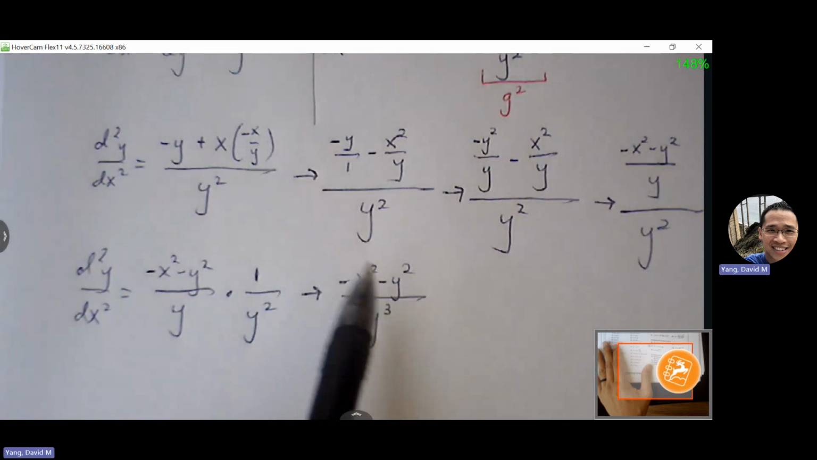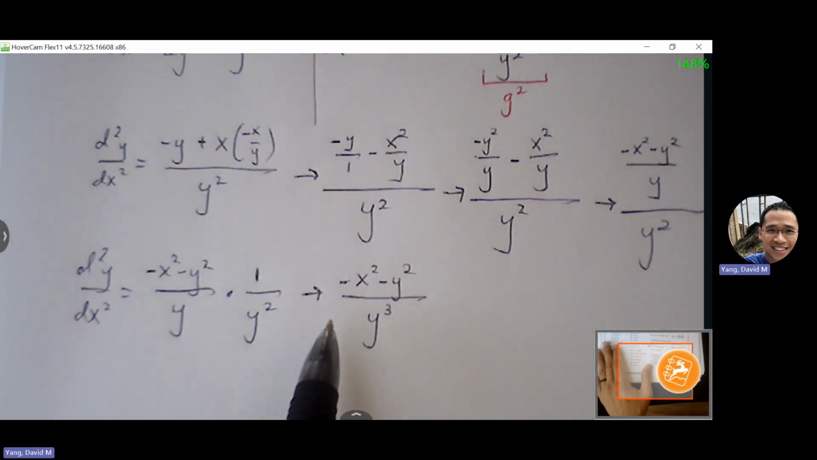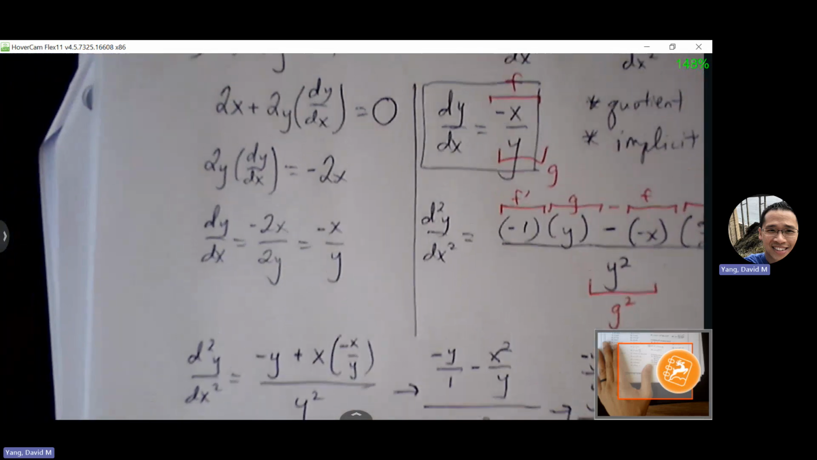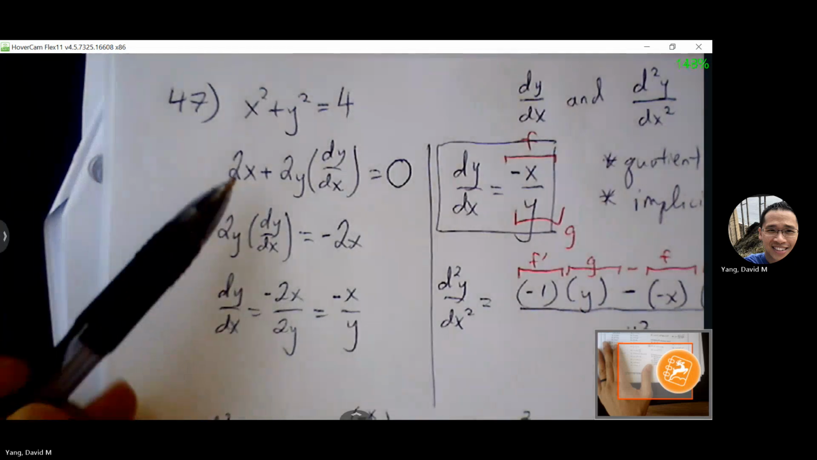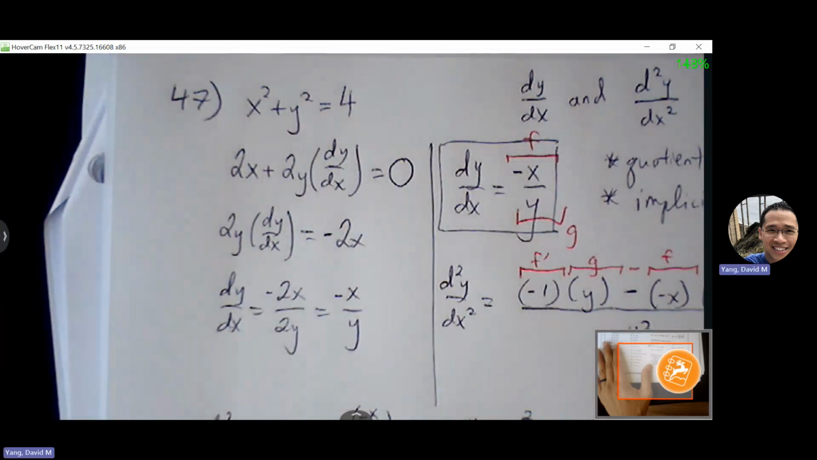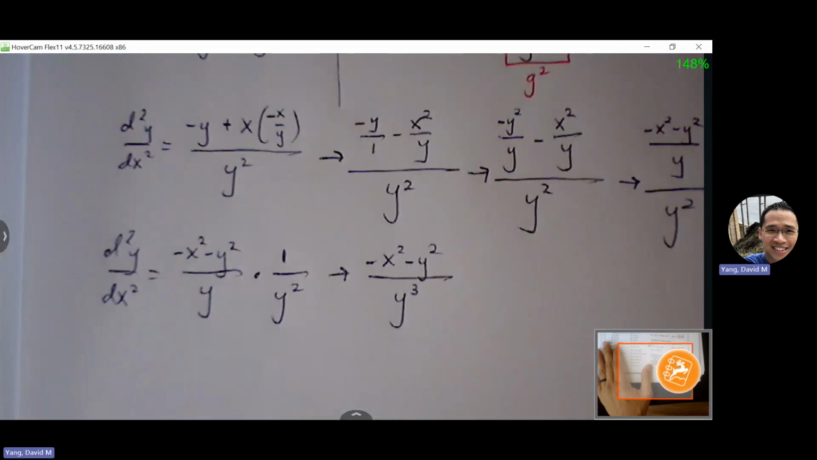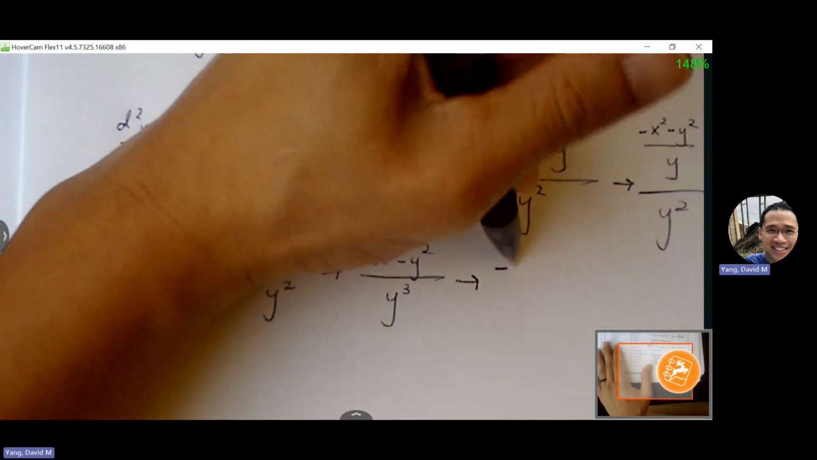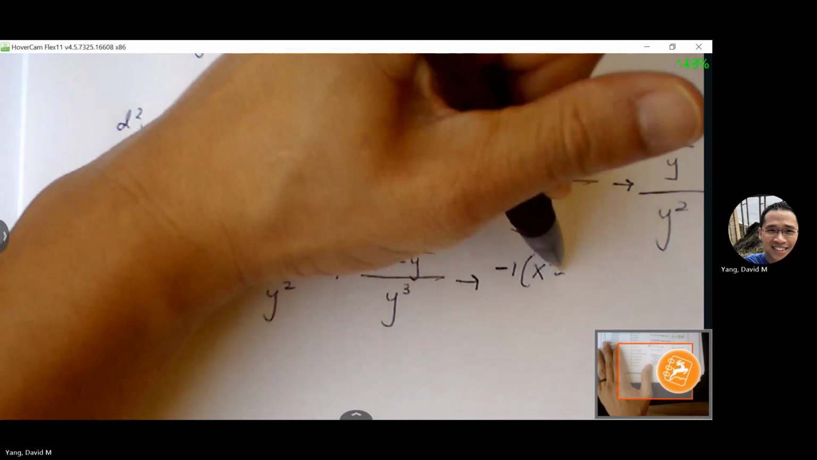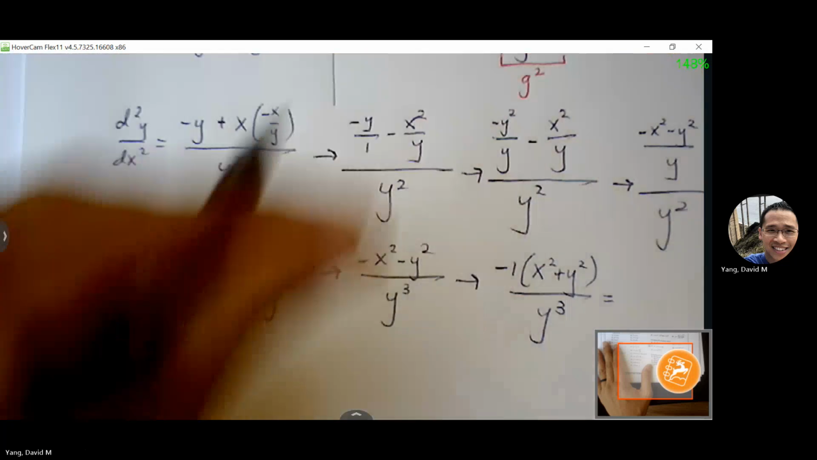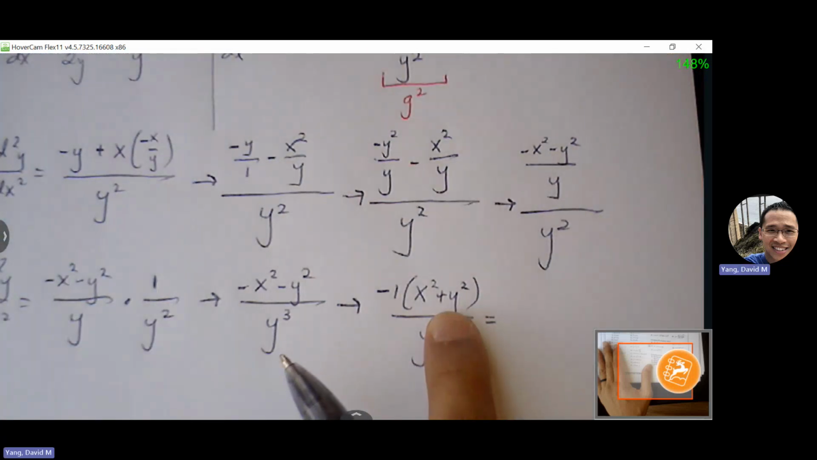So this is an acceptable answer because we got everything down in terms of x and y, but we can actually go further. We can make another set of substitution, and it has to do with the original equation. You see another thing that we can substitute to make this look even nicer? I could factor a negative 1 out. And I can replace this x squared plus y squared with what? 4.